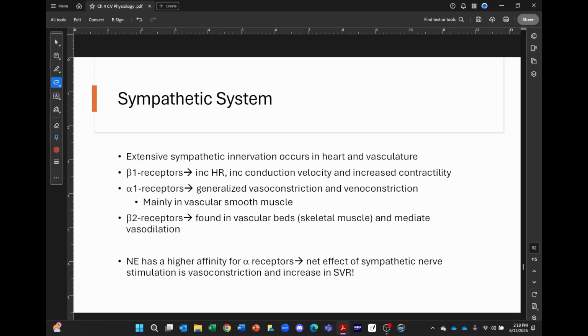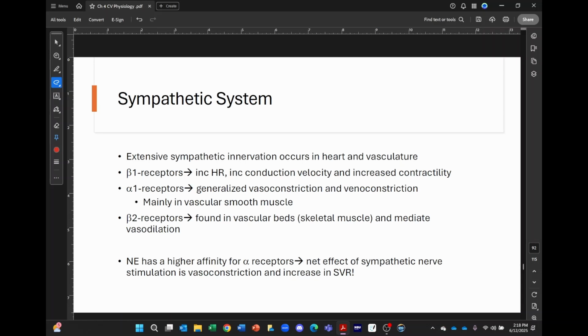Norepinephrine has a very high affinity for alpha receptors. Okay? So these alpha receptors is going to be norepinephrine. The beta-2 is going to be epinephrine. So the net effect of sympathetic nerve stimulation is vasoconstriction, because we're constricting a lot of our vessels, and it's going to raise our systemic vascular resistance.